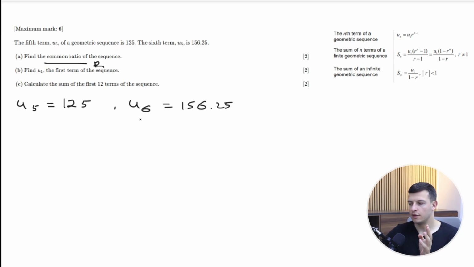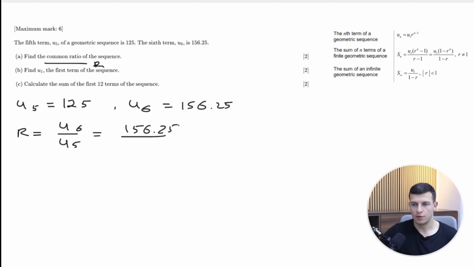So in an arithmetic sequence, if you remember, we said that to find the difference, we subtract the current one from the next one. So next minus previous. In here, it's the same thing, but with division. So R is going to be equal to U6, the next term, divided by the previous, which is U5. So 156.25 divided by 125, and that is 1.25. So the common ratio is 1.25.